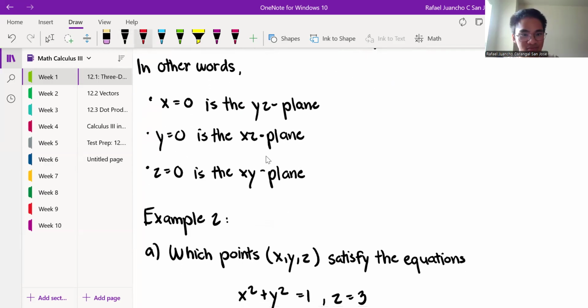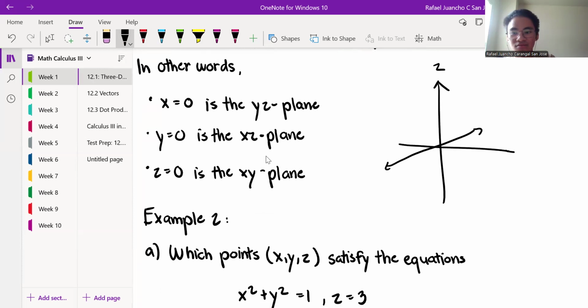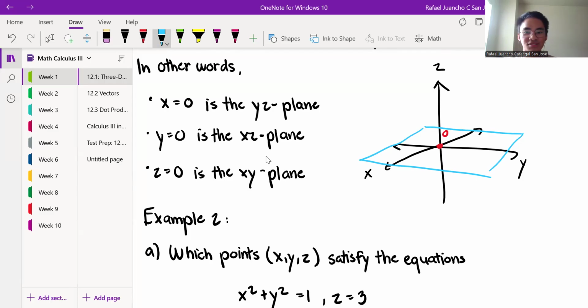Okay, let's try one of these. Let's do z equals 0. So if we draw our x, y, z, where does z equals 0? Well, we look at z, it's this origin, z equals 0, right? What is the xy plane? The xy plane is this one. What's the surface that z equals 0 represents? Well, it's also this one.